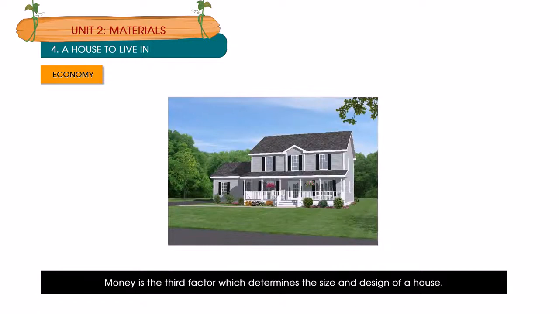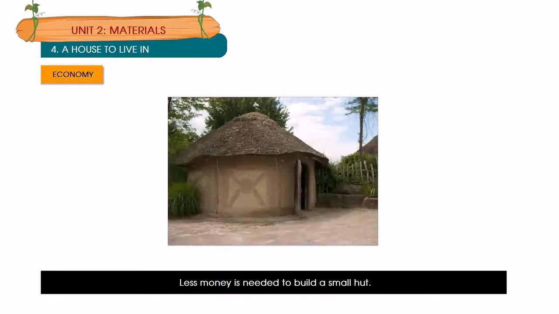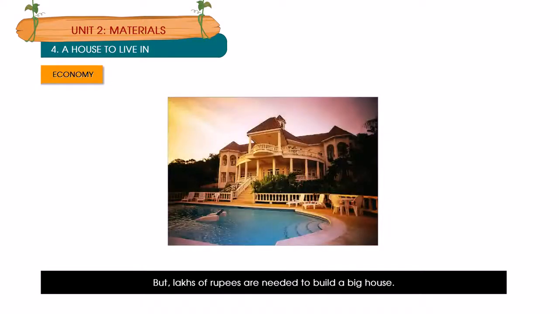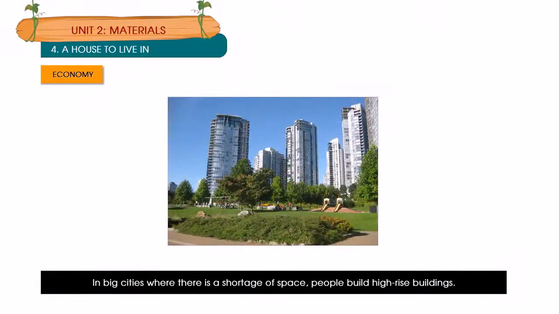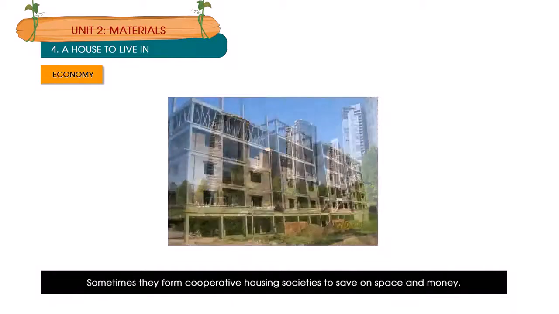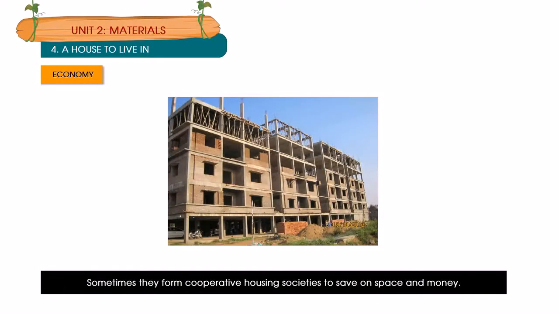Economy. Money is the third factor which determines the size and design of a house. Less money is needed to build a small hut, but lakhs of rupees are needed to build a big house. In big cities where there is a shortage of space, people build high-rise buildings. Sometimes they form cooperative housing societies to save on space and money.